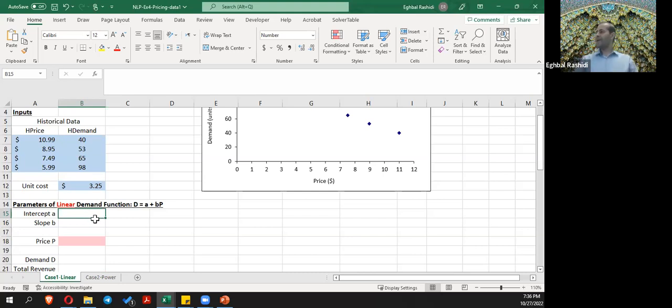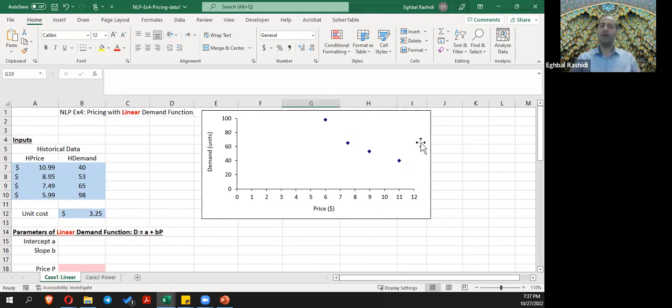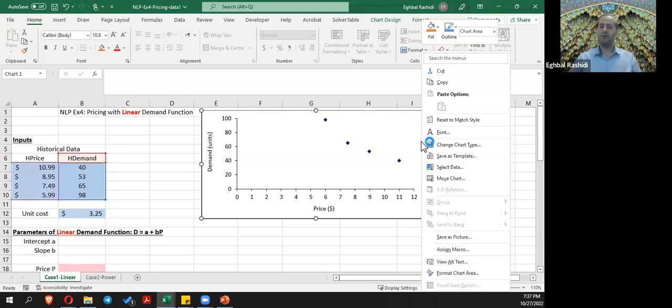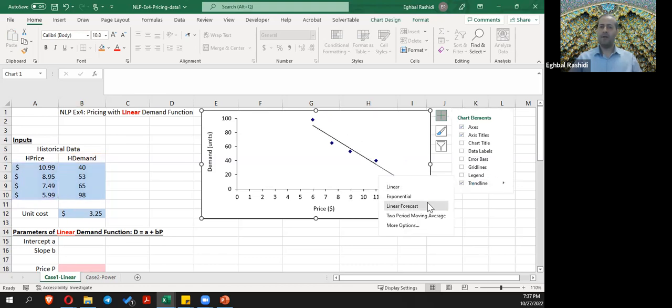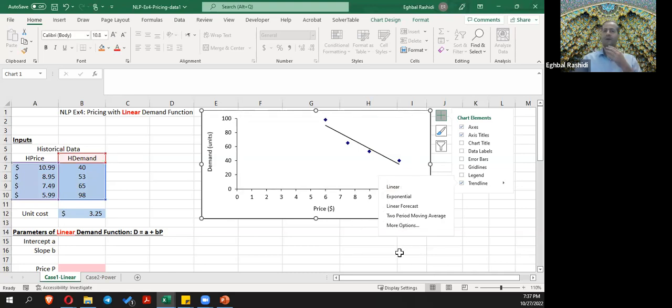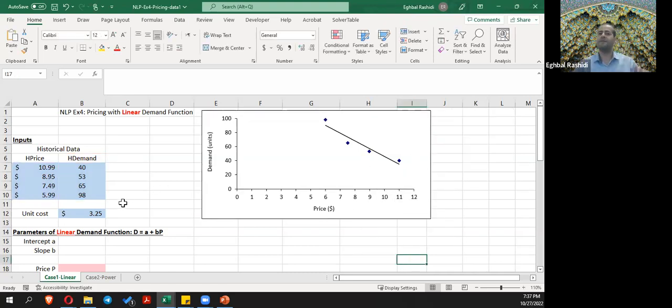Okay, so how do we find A and B here? If we assume that the relationship between demand and price is linear, we can actually run this. I can ask Excel for a trend line, and I can set it to linear. So this is the linear estimation based on this data, okay?